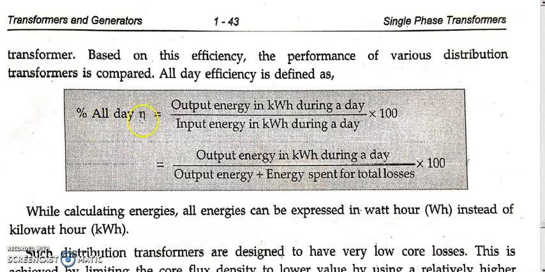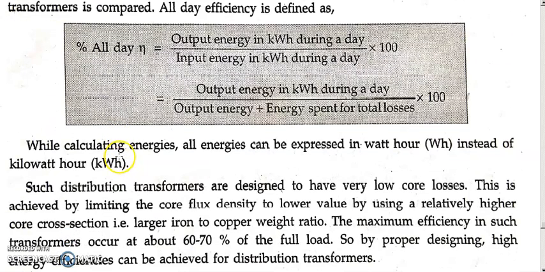And here the formula is in a more elaborated fashion. Output energy in kilowatt hour during a day. During a day means all 24 hours I am going to consider. Divided by input energy in kilowatt hour during a day. Output by input. And input can also be written as output plus losses. Here output energy is in kilowatt hour, as well as energy spent for total loss also in kilowatt hour. Each and every aspect in this formula is in terms of kilowatt hour. And just multiply by 100 to get it in terms of percentage.